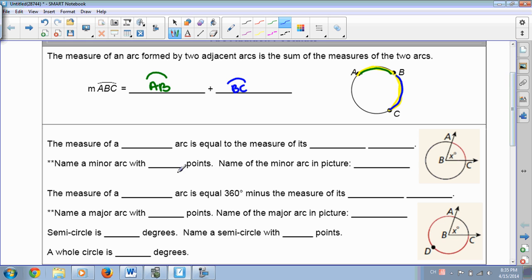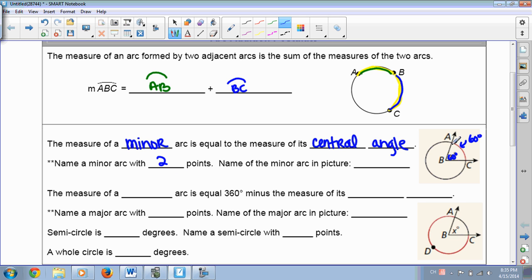Okay? So the measure of a minor arc is equal to the measure of its central angle. So this arc right here from A to C, this is a minor arc. It's smaller than 180 degrees. So whatever this x is here, let's say x was 60 degrees. Just made that up. Then the measure of this arc right here would also be 60 degrees. They're the same.